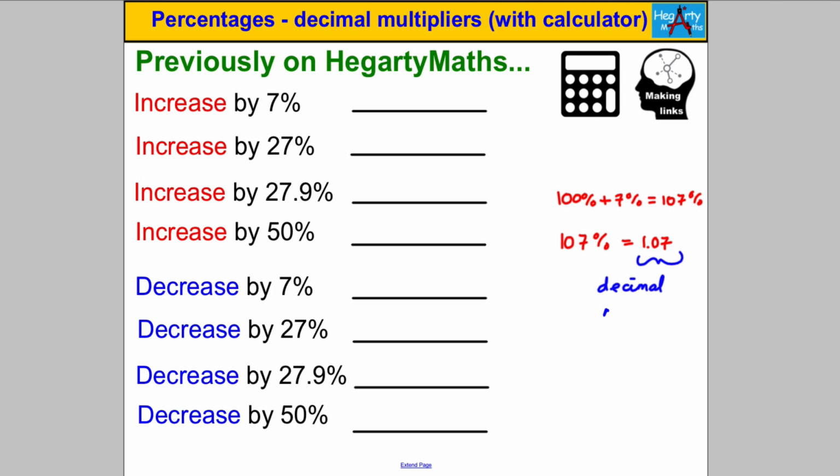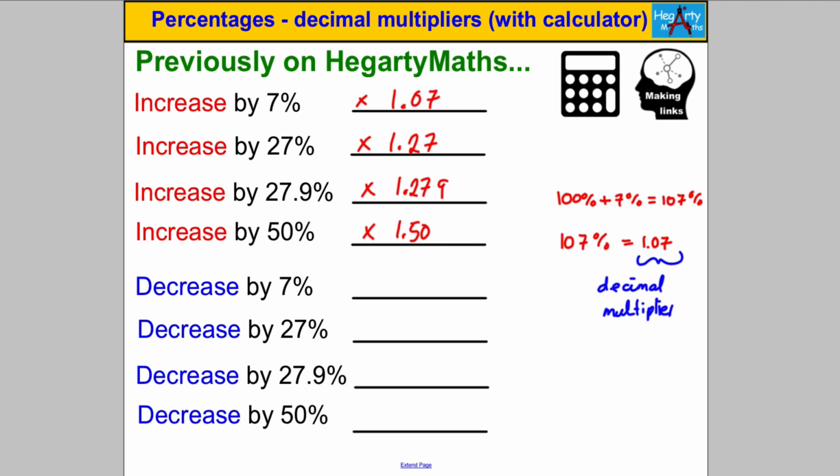And we can use a decimal multiplier to work out our percentage increase and decrease, and we're going to use that many times in the forthcoming videos. So, how would you increase something by 7%? Well, that's like working out 107%, so you'd multiply by 1.07. What about 27%? That would be like having 127% in the end, so you would multiply by 1.27. What about 27.9%? You would multiply by 1.279. What about 50%? You would multiply by 1.50 or 1.5.